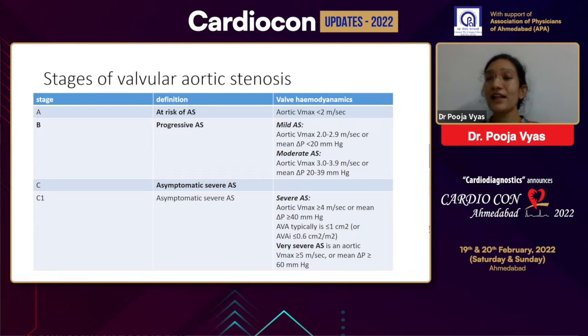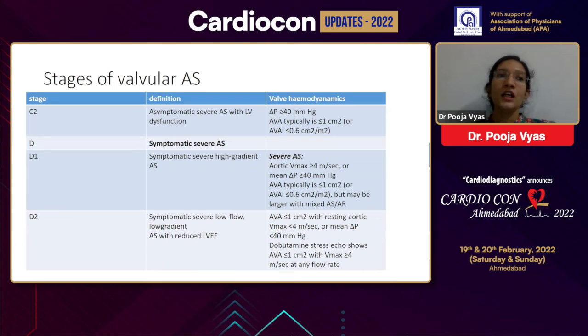And very severe aortic stenosis is when aortic Vmax we get is more than 5 meter per second, or mean pressure gradient is more than 60 millimeter of mercury. Now, stage C2 are the patients who are asymptomatic severe aortic stenosis patients with LV dysfunction, while stage D includes the symptomatic patients with severe aortic stenosis.